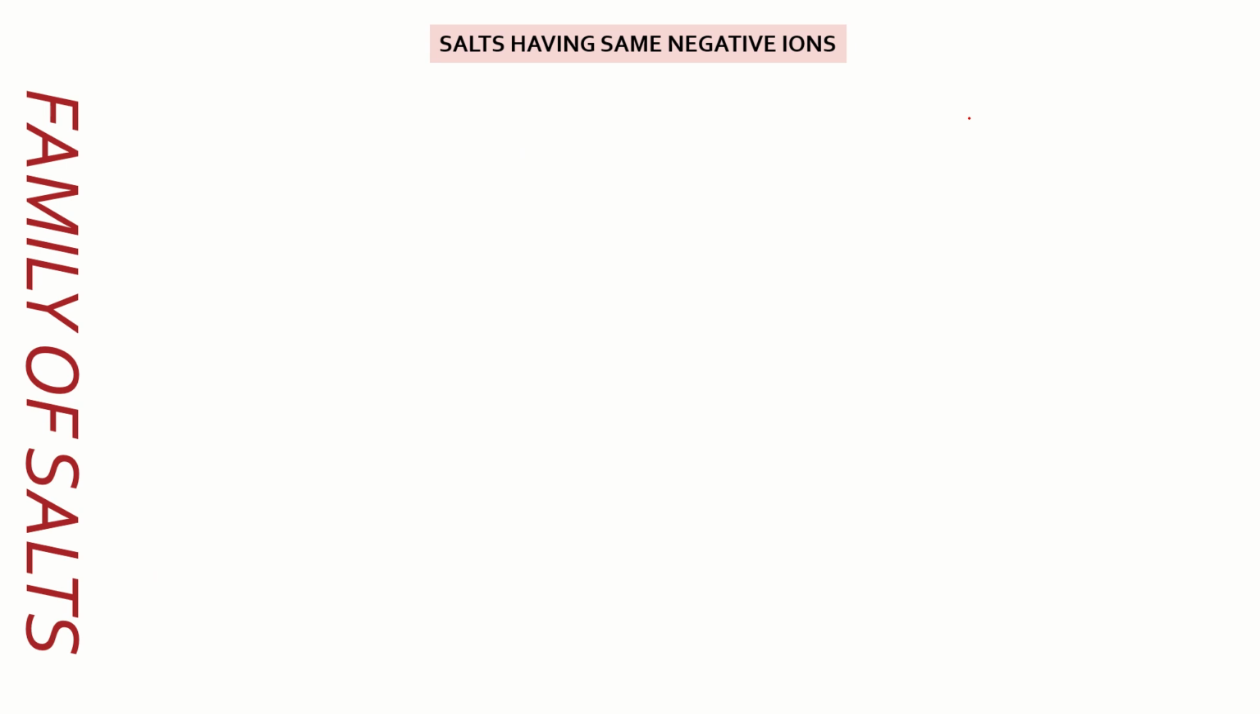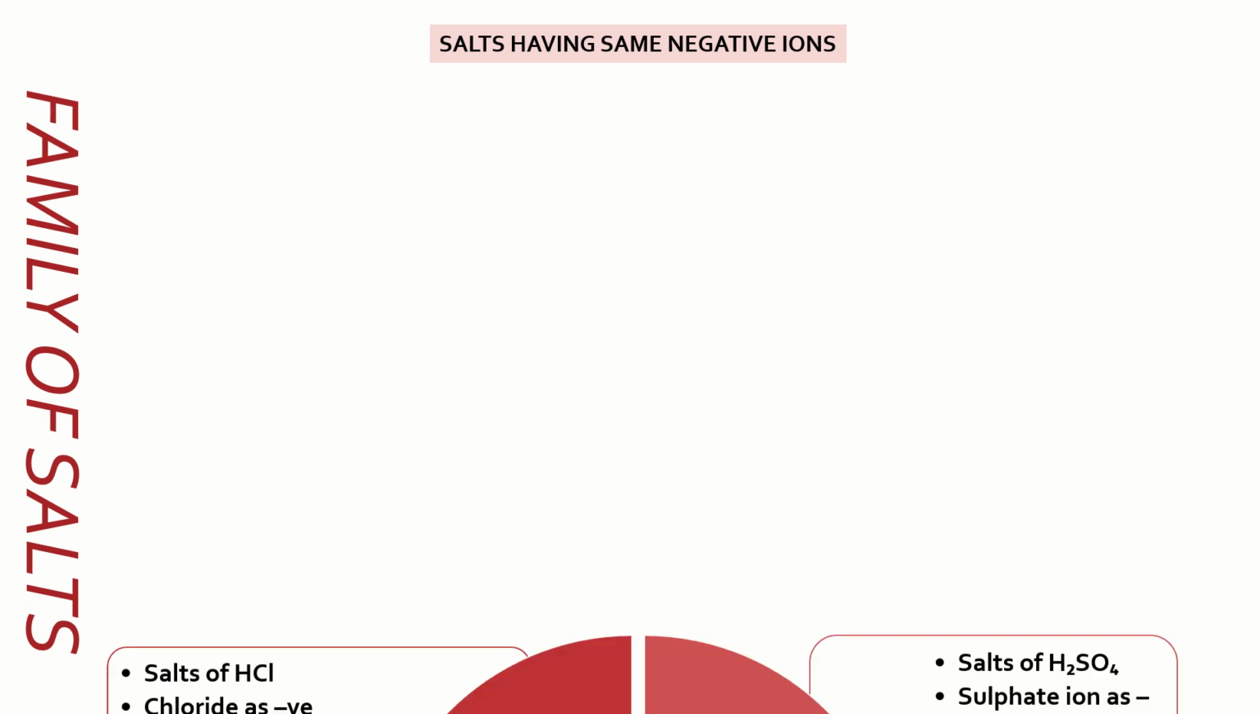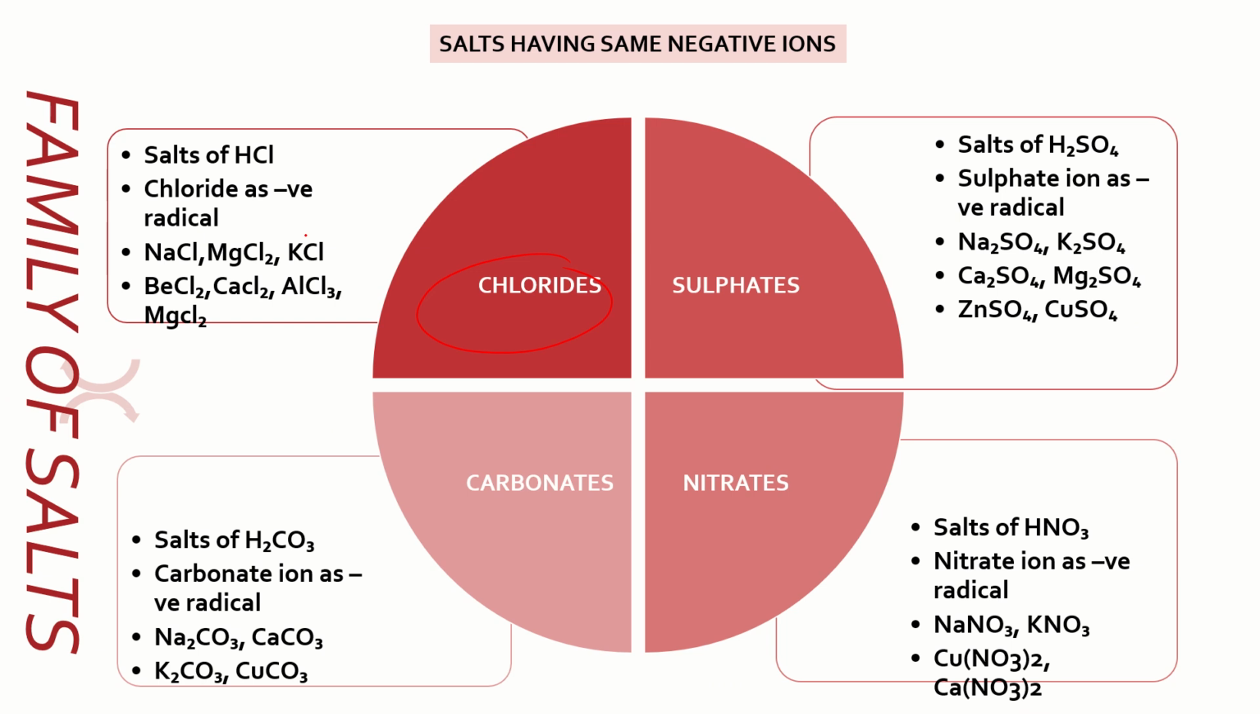Salts having the same negative ions belong to the same family of salts. Chlorides contain salts of hydrochloric acid. They contain chloride as the negative radical: sodium chloride, magnesium chloride, potassium chloride, barium chloride, calcium chloride, aluminium chloride. All of these contain the chloride radical as the common ion. That is why they belong to the chloride family.